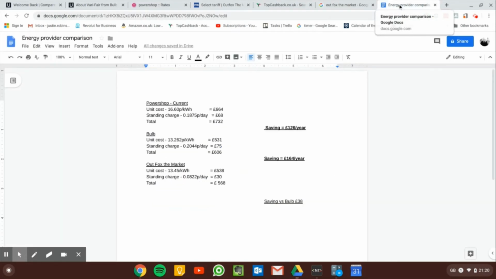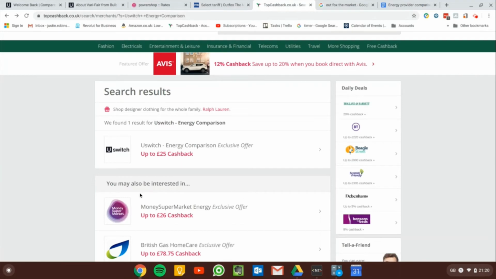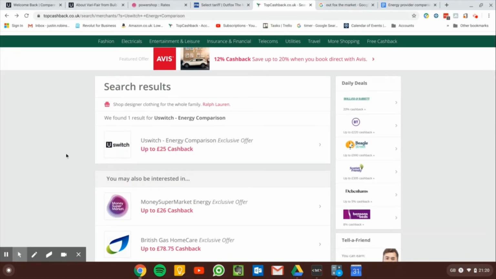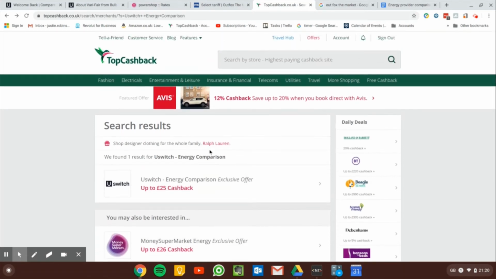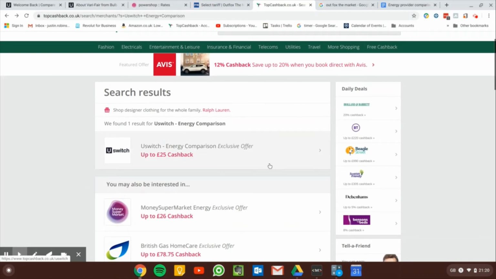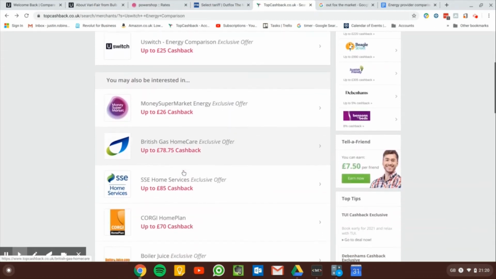The only thing to bear in mind, if you're cost conscious, which I am, would be that you can save even more money by doing one of two things. So I can either jump on TopCashback. If you haven't got TopCashback, sign up for an account. I'll put a link below. And if I put in Uswitch in the search bar, it comes up with Uswitch on here, along with several other energy providers as well.